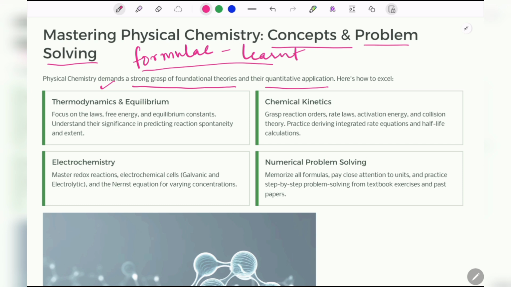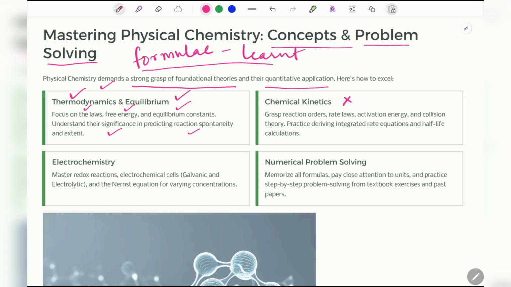For example, in class 11th you talk about thermodynamics and equilibrium. So here they focus mostly on the laws of thermodynamics, the concept of free energy, equilibrium constants, and also understanding the significance in predicting the reaction spontaneity and extent of that reaction.